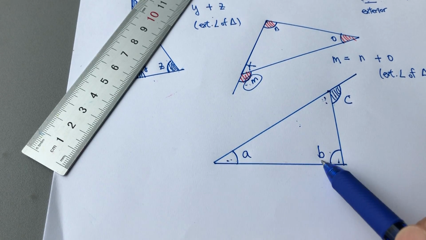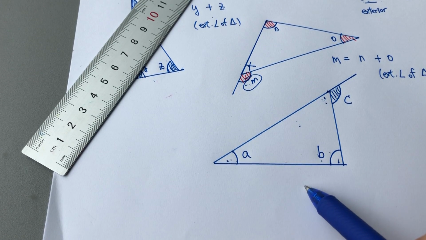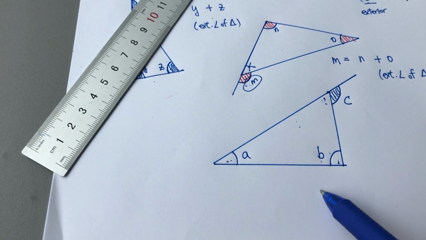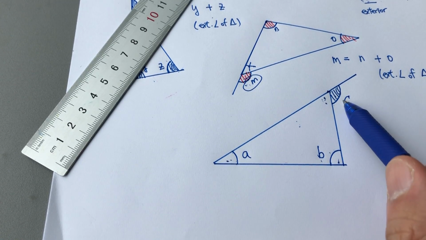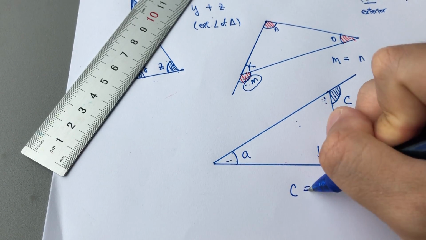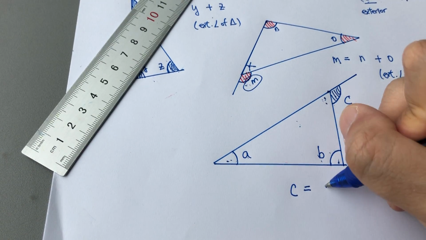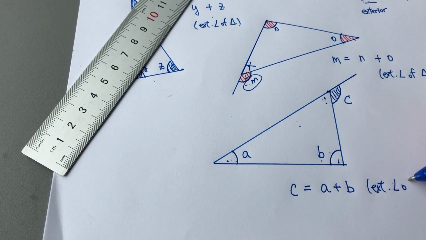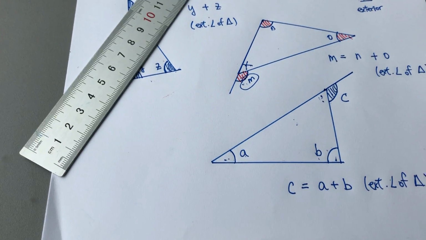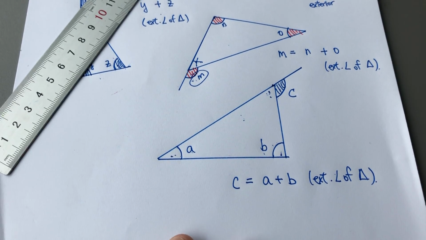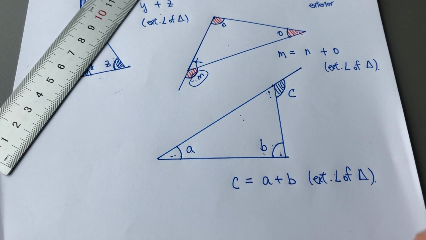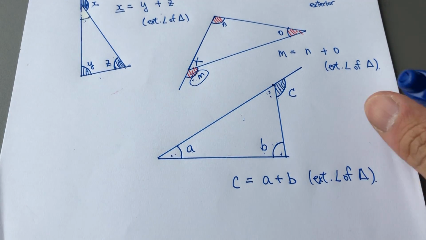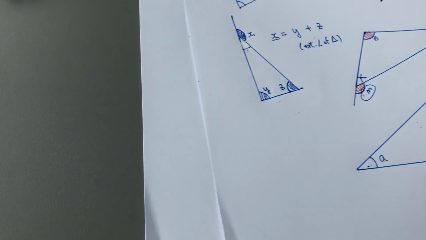We have A, B, and C. Can you write down the equation telling the relationship among them, A, B, and C? We always start from the exterior angle, so you should write C equals A plus B. Exterior angle of triangle. Okay? Now you should have a better understanding of what is an exterior angle of triangle. Now let's go back to the map.